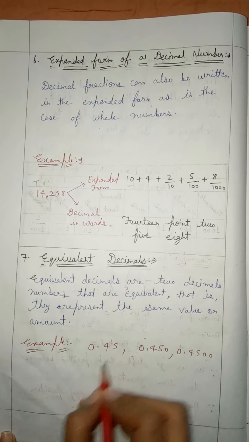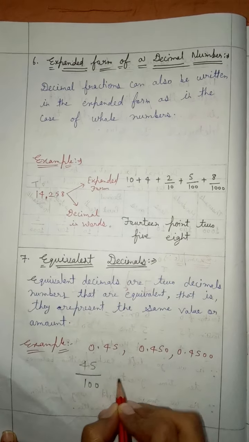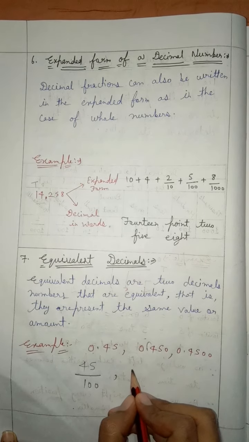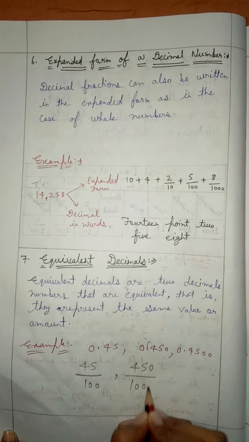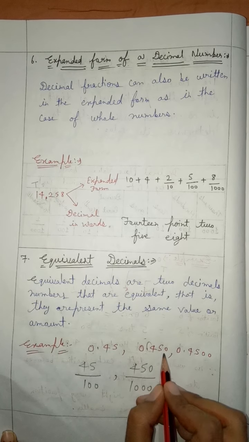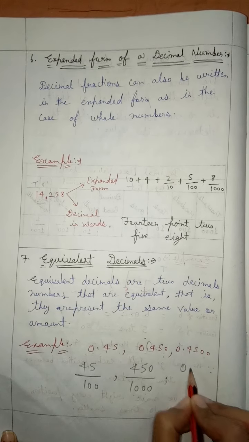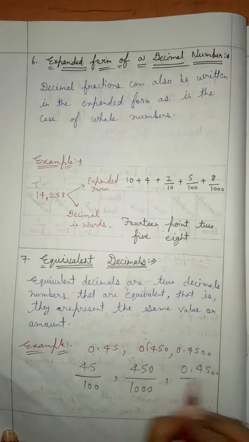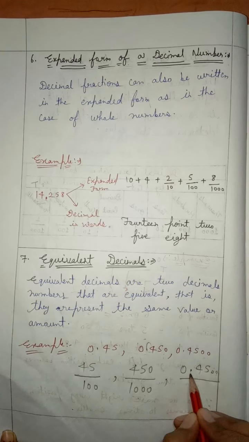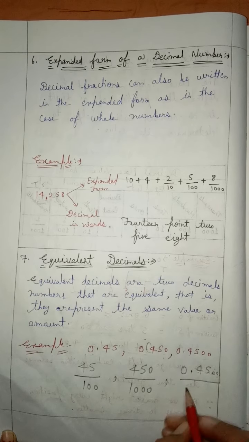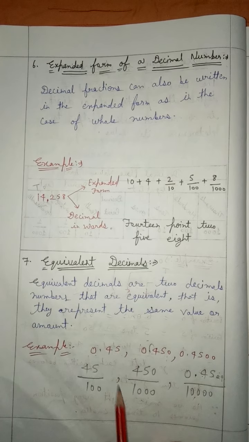Now if we remove the decimal, what will be the value for 0.45? 45 by 100. And here if we remove this decimal, what will be the value? 450 divided by 1000, because after the decimal 3 digits are given, that's why we have written 1000. If we remove this one, how many zeros should we put? After the decimal, how many digits are there? 1, 2, 3, 4. It will be 10,000. But they all are equivalent decimals.